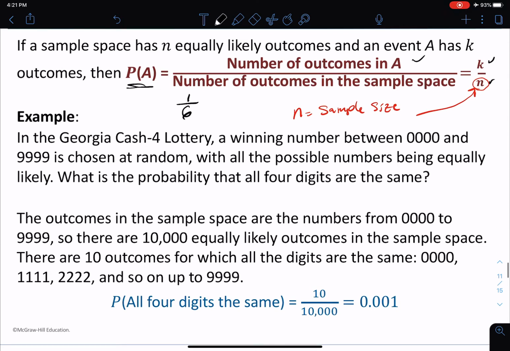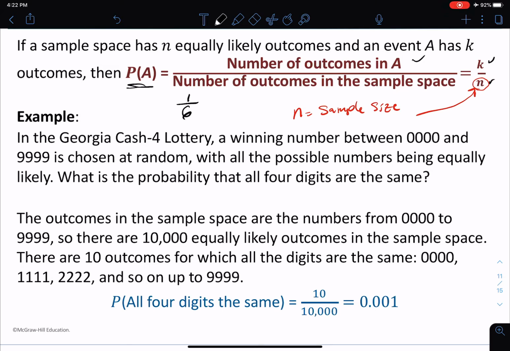All right, here's an example. It says, in Georgia's Cash 4 lottery, a winning number between 0000 and 9999 is chosen at random, with all the possible numbers being equally likely. What is the probability that all 4 digits are the same?